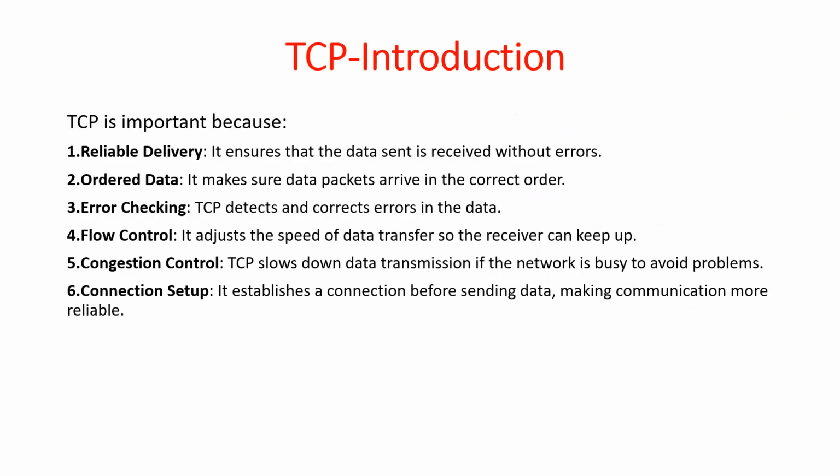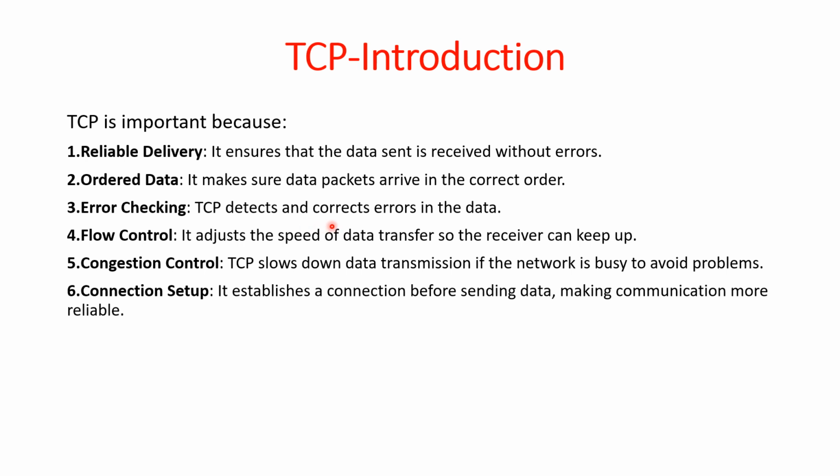TCP is important because it ensures reliable and accurate data transmission over the internet. Here are the main reasons. TCP makes sure that the data sent by the sender reaches the receiver without errors. If any packets are lost, TCP retransmits them. It ensures the data packets arrive in correct order, which is crucial for applications like web browsing and file transfer.